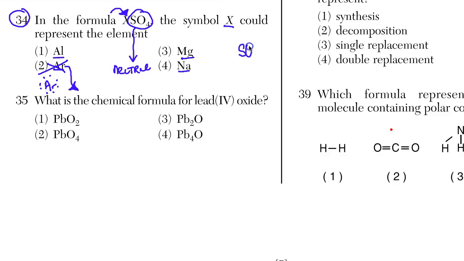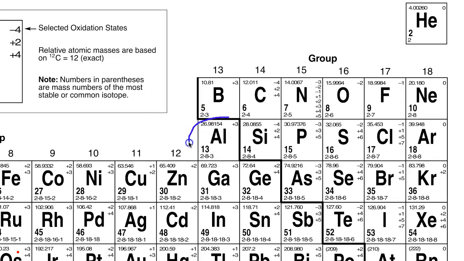Remember, sulfate, we just figured out, is -2, this cluster. So the one in front has to be +2 to make the whole compound neutral. So which one becomes +2? Aluminum, magnesium, or sodium? Back to the periodic table. That will help us. So aluminum is one of our choices.